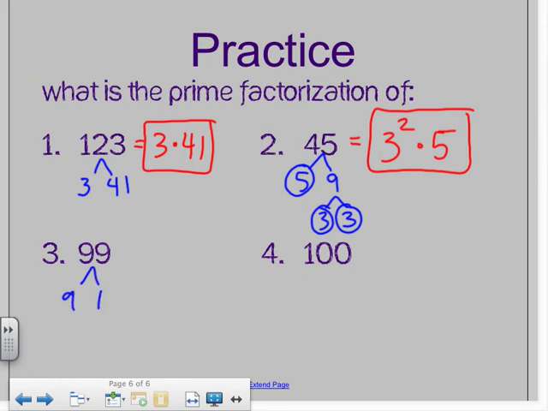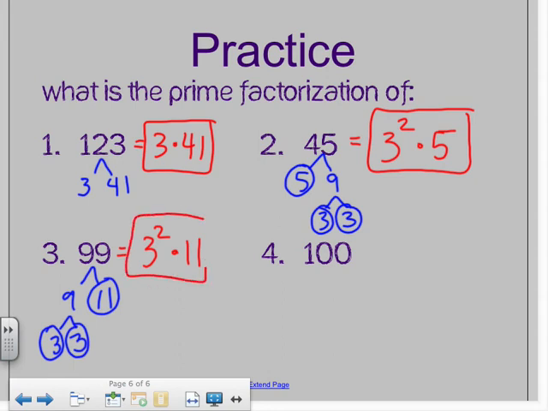99, I'm going to do 9 and 11. And 9 is 3 and 3. 11 is prime, so that's done. So if I'm going to use exponents, I would write 3 squared, because there's 2 3s, times 11. 3 and 11 are both prime, so that's good. 3 squared is 9. 9 times 11 is 99, so that's the right answer there.